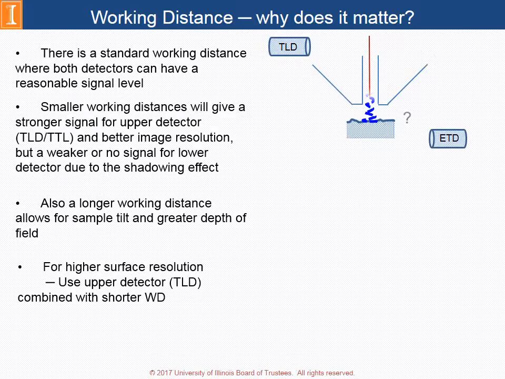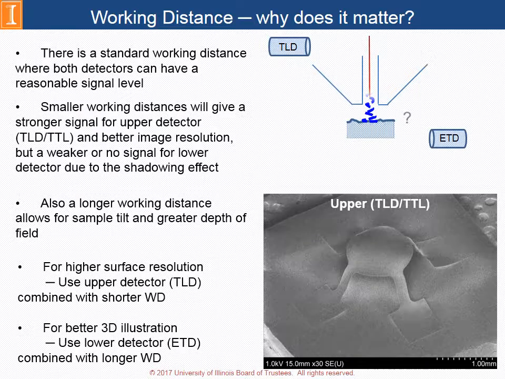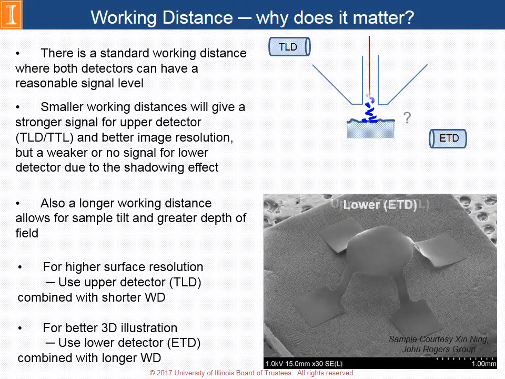So for higher surface resolution, you might want to use the upper detector, the through the lens detector, combined with a shorter working distance. For a better three-dimensional illustration of the feature, you might want to use the lower detector, the ET detector, combined with a longer working distance, as clearly shown in this set of images.